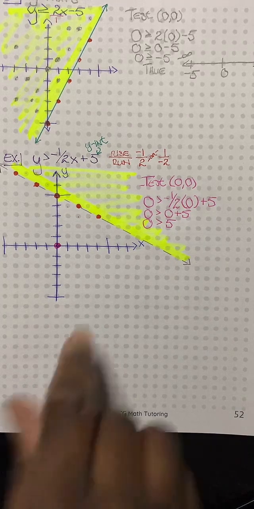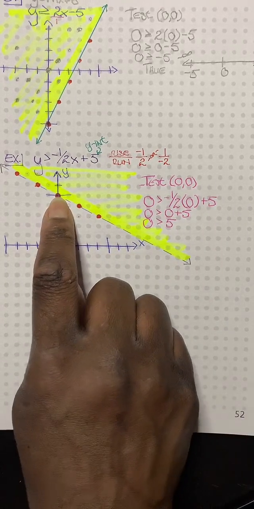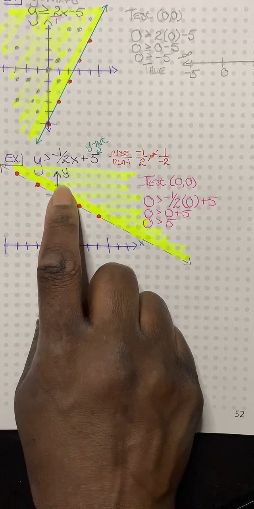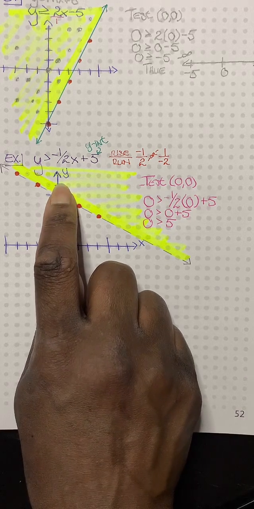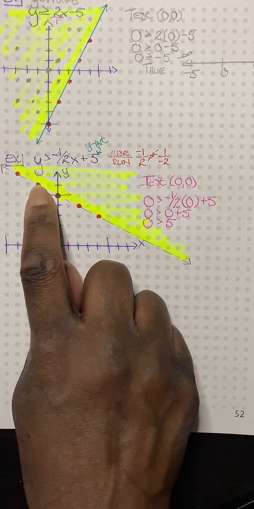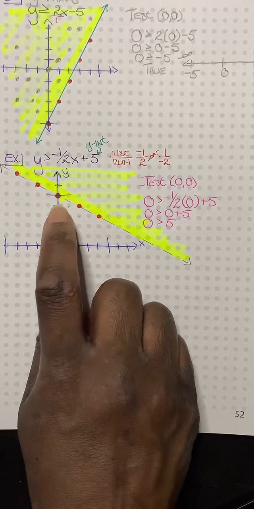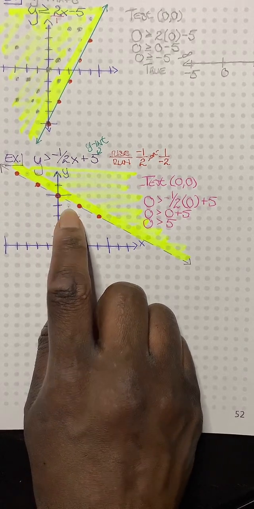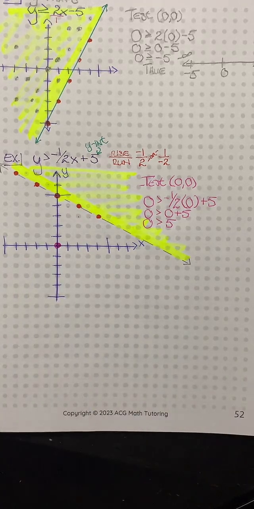Correct. So like if I start here at 5, if I went up 1, that means I have to go to the left 2. As opposed to when I go down 1, I would go to the right 2. Okay. All right. Awesome. So good.